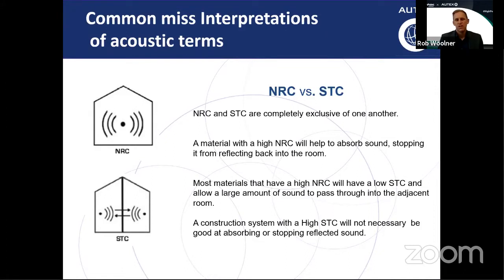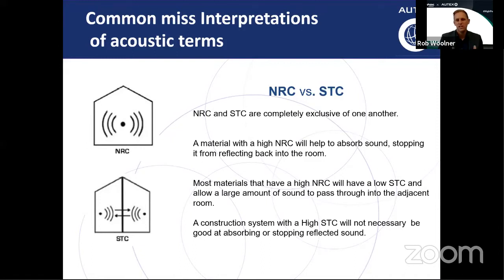Most materials that have a high NRC will in fact have a low STC. STC really deals with sound moving from one space to another, typically through a substrate like a wall. So if you're designing apartments and you're thinking about intertenancy noise, sound from one apartment to another apartment, STC is the value that you want to look at.